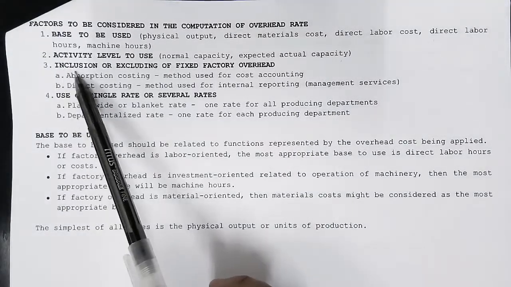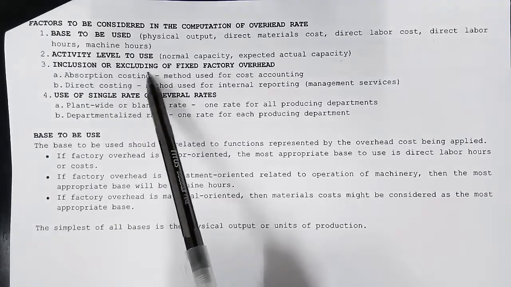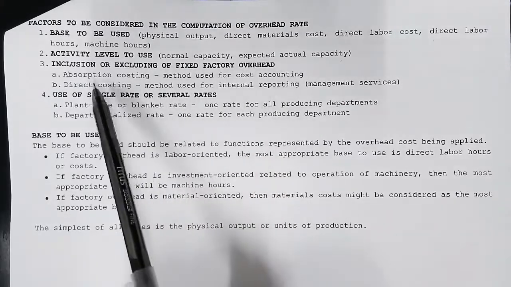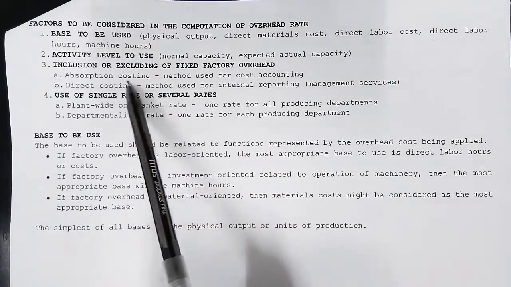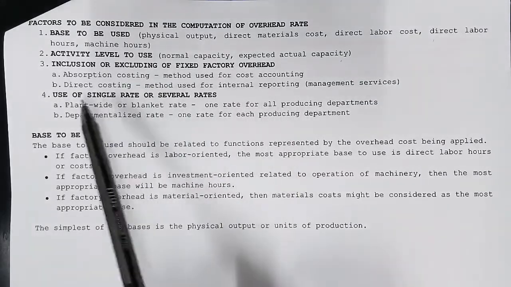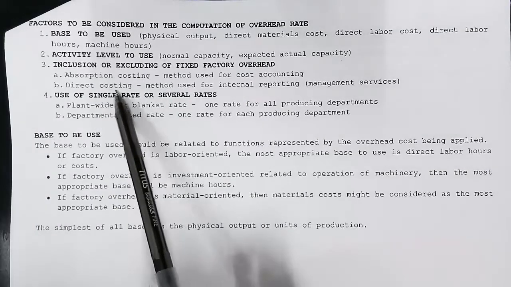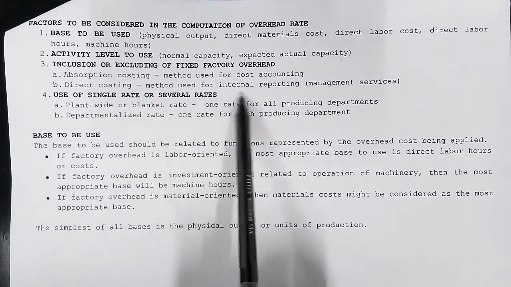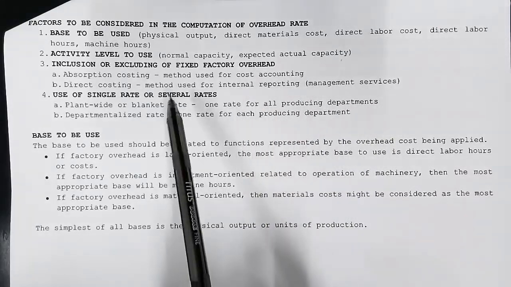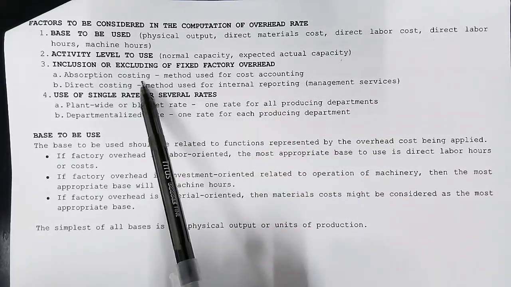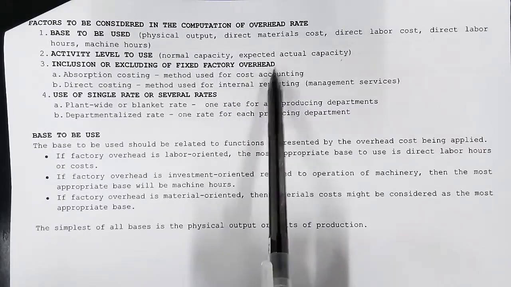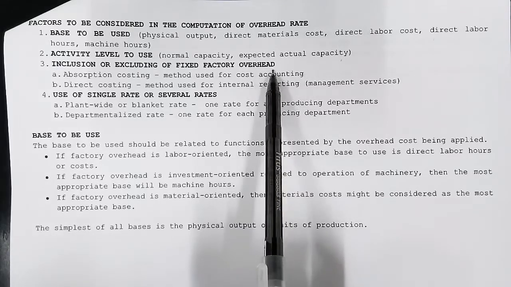Number 3, inclusion or excluding of fixed factory overhead. So meron tayo ditong absorption costing, method used for cost accounting, and yung letter B, direct costing, which is yung method used for internal reporting or yung management services. Sa absorption costing kasi, ang treatment sa fixed factory overhead ay product cost.